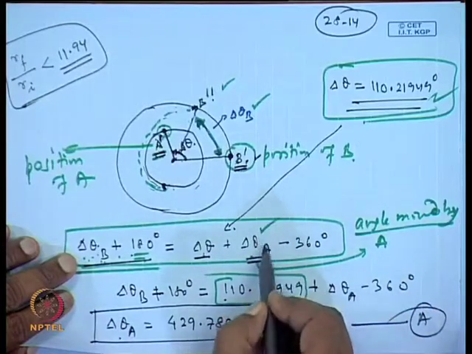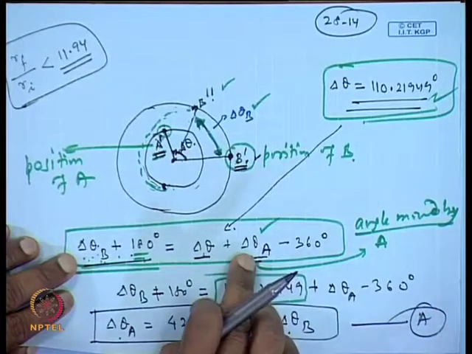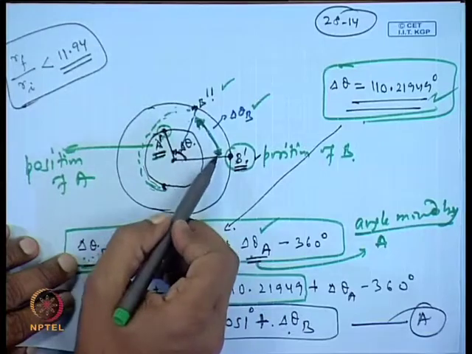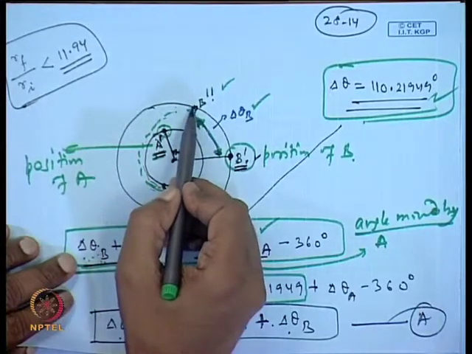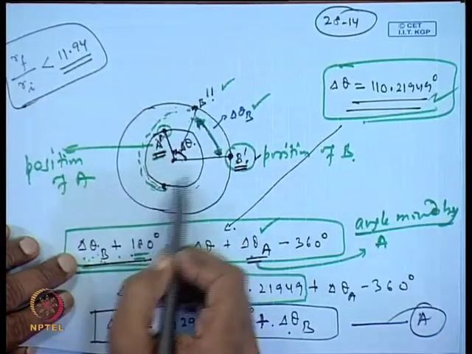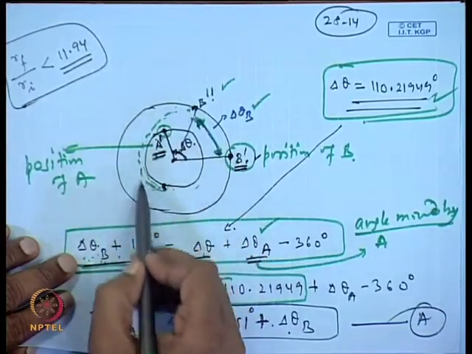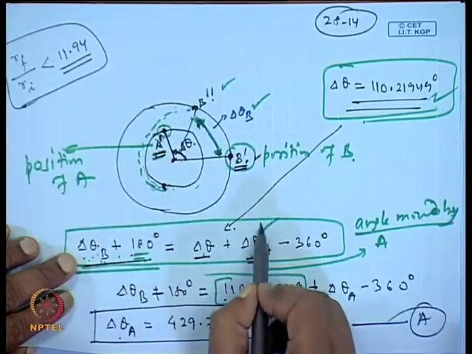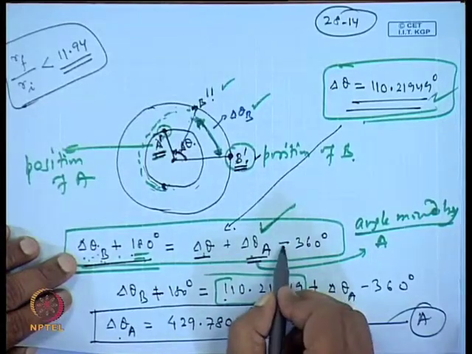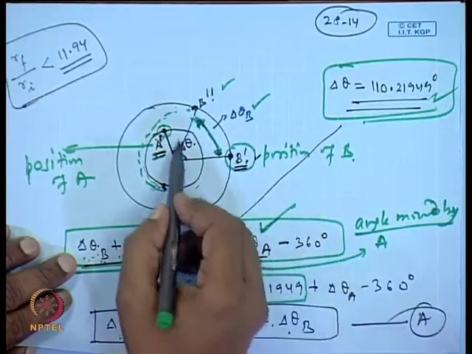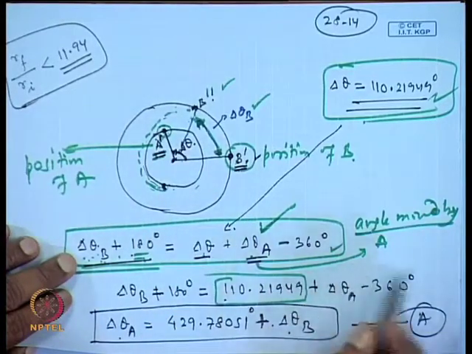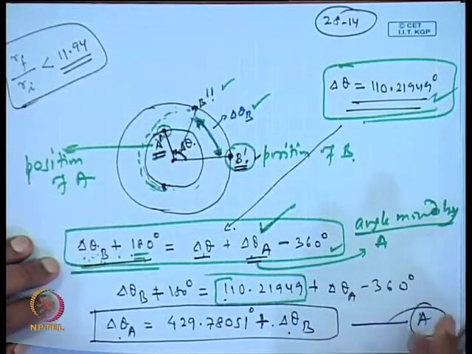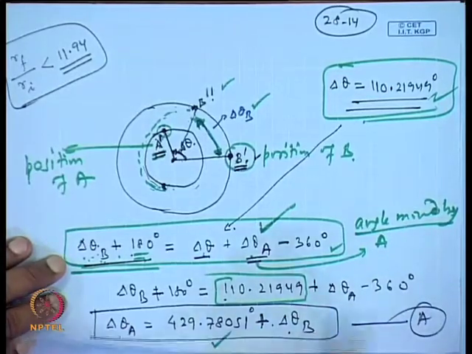So, this delta theta a will include the time for the passage of B from here to here, and then the passage of the satellite from this place to this place. Whatever the time involved in this process is, the same time will be involved in delta theta a. Then we have subtracted 360 degrees, because A is making one complete round, and therefore this 360 should be subtracted, and we got this equation.